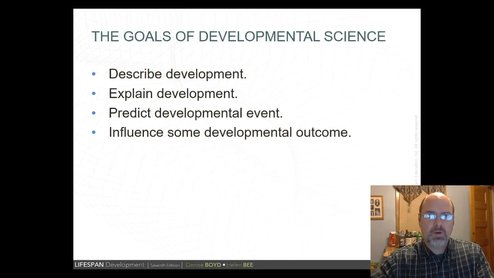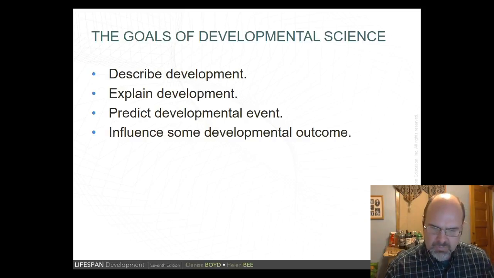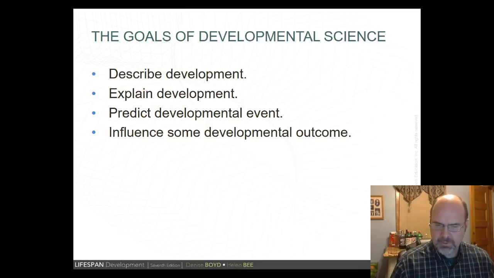So the goals of developmental science, it's influenced by what's called the scientific method. It's to describe development, explain the development, predict developmental events, and have some influence on the developmental outcome. Eventually, they want to use findings to influence developmental outcomes. For instance, as memory declines, maybe the research findings can help design training programs to help recover memory for stroke victims.